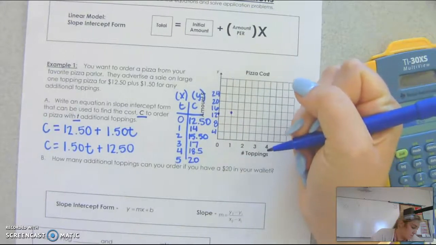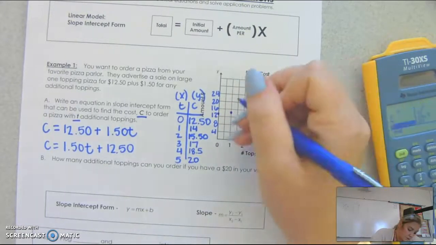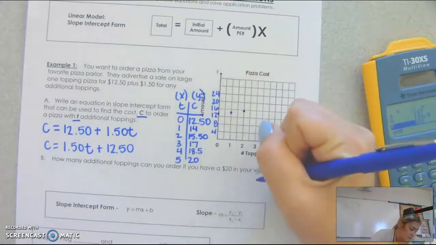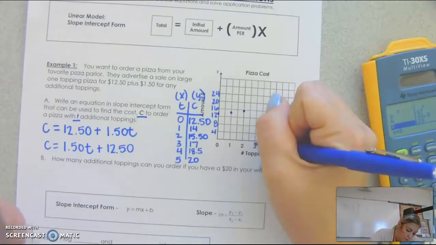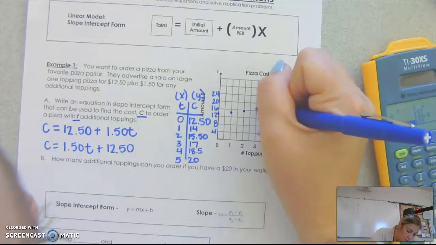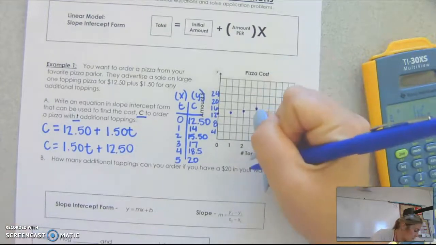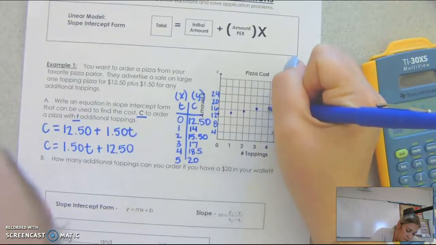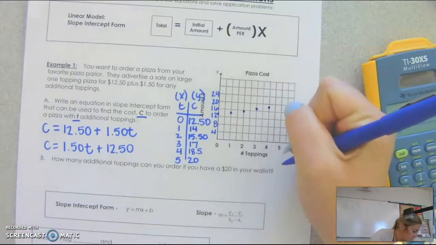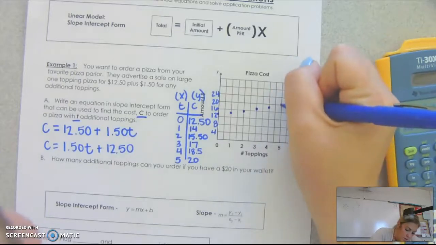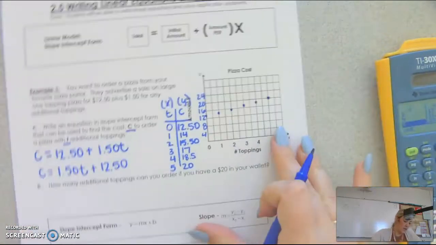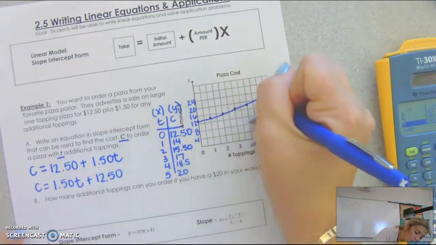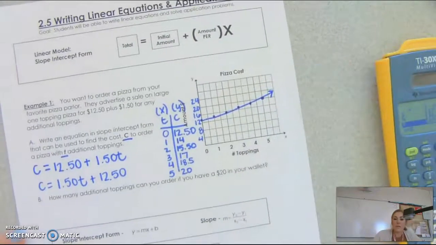I know it's kind of hard. At 2, we're at 15.50, so that's really close to 16. At 3, we were at 17, so right above the 16. 4 is 18.50, so try to make it in the middle. And 5 is 20. So I know this is kind of a bad line, but we can tell that as we add more toppings, the cost of the pizza is going up.